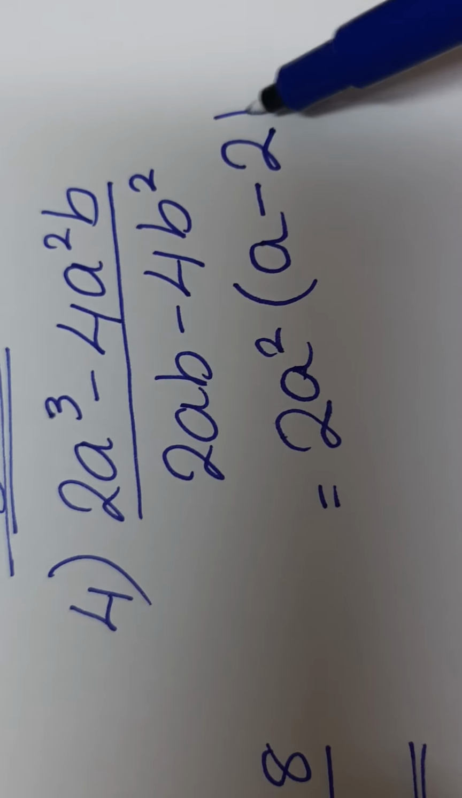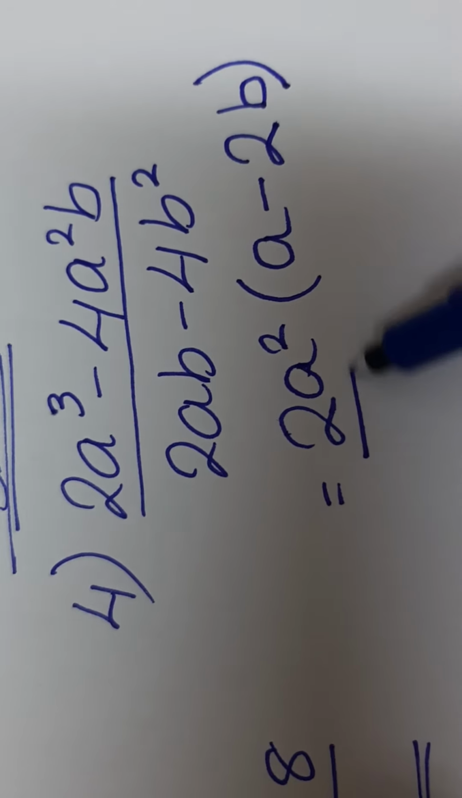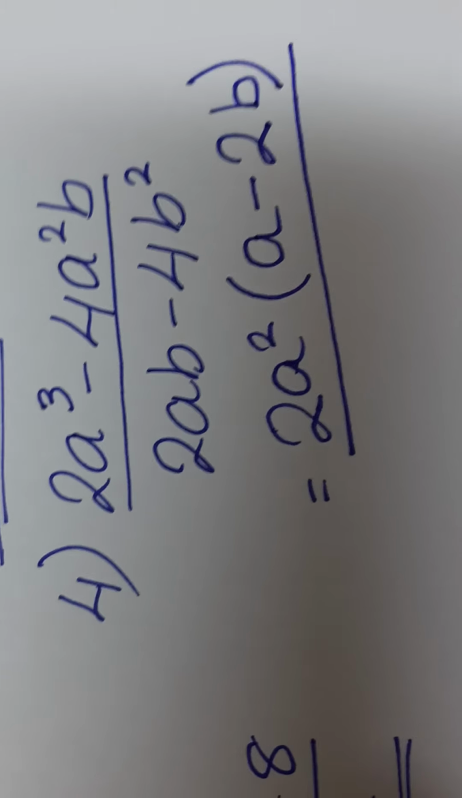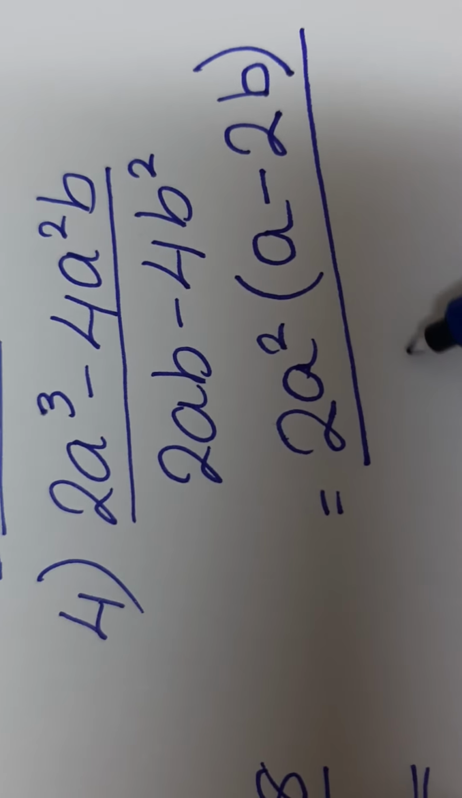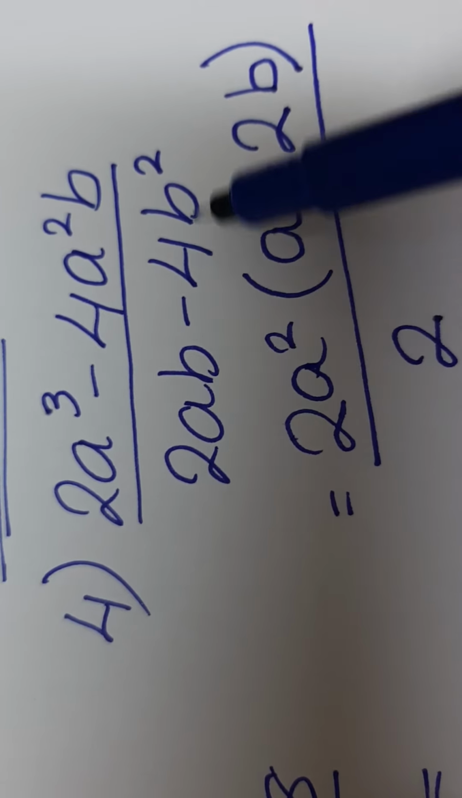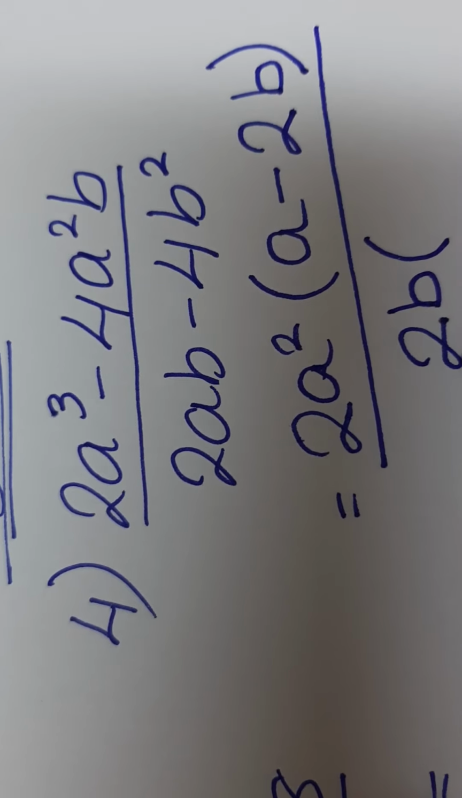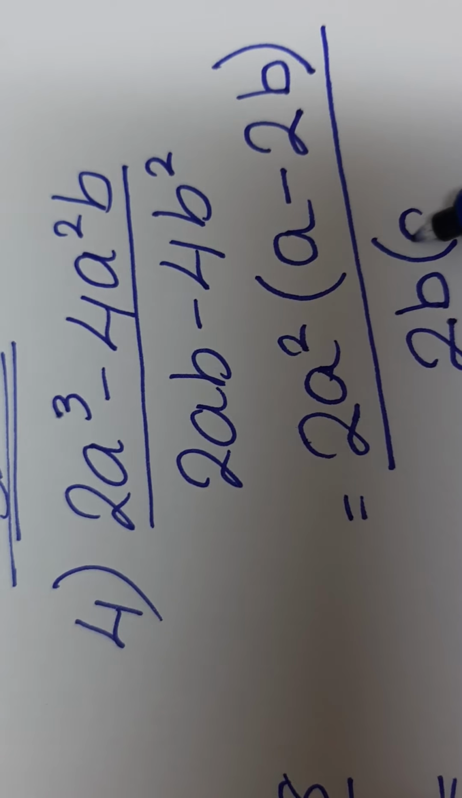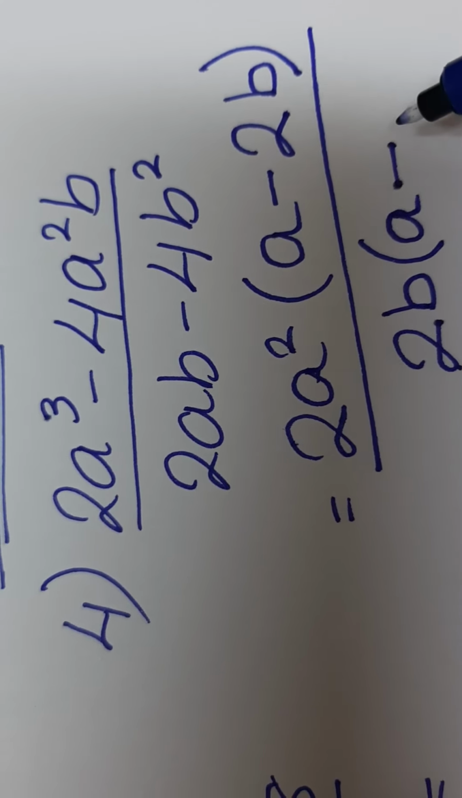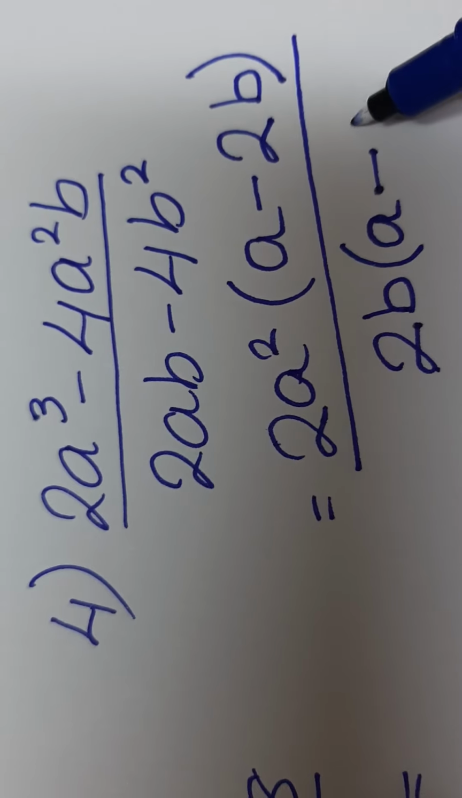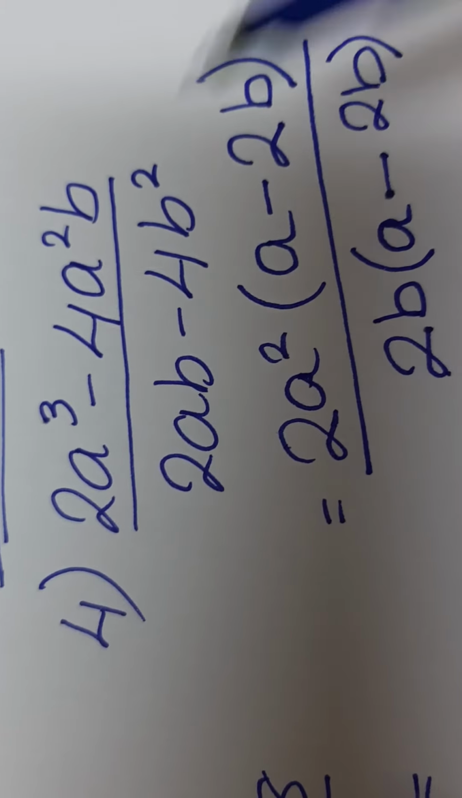I have to include the b because it's not common. I go to the bottom and I notice they both divide by 2, and I've got at least one b in each term. So what's left? 2b times a will give me 2ab, minus 2b times another 2b to give me the 4b squared.